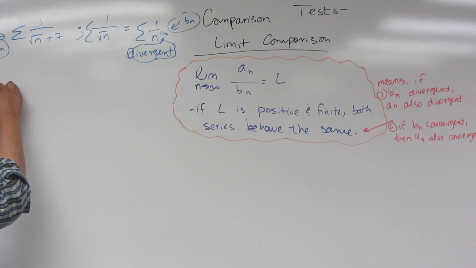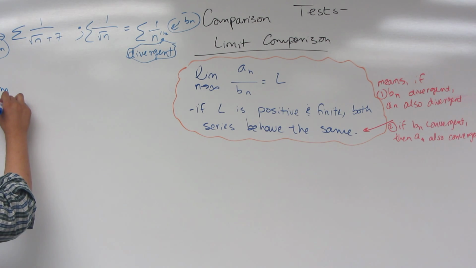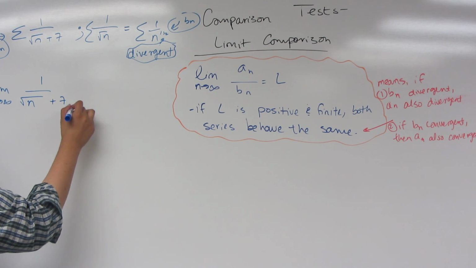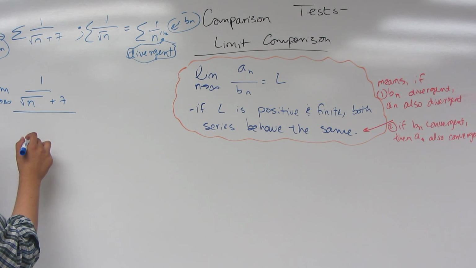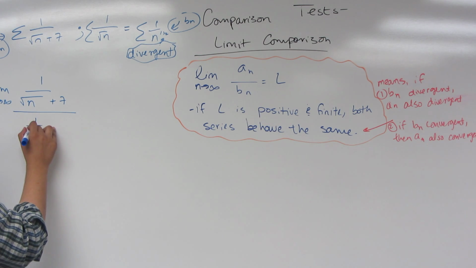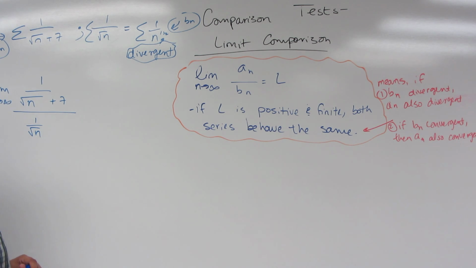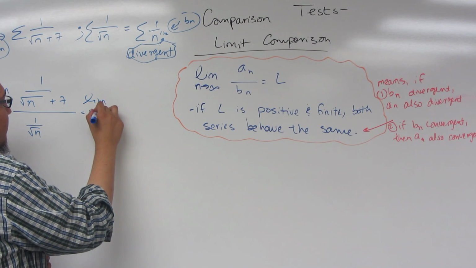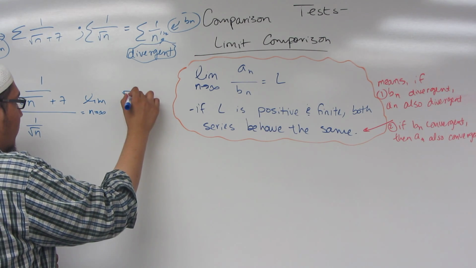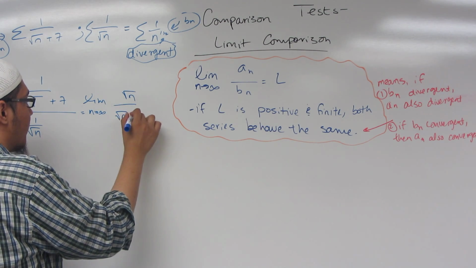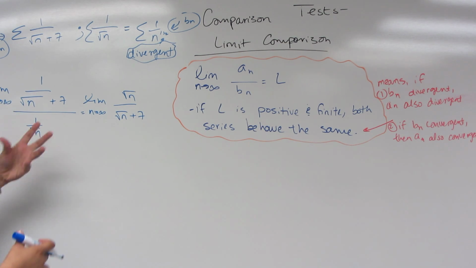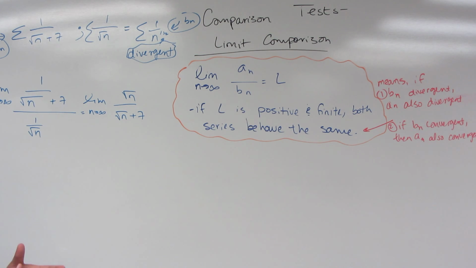So we can say the limit as n approaches infinity of 1 over the square root of n plus 7, divided by 1 over the square root of n. Now dividing a fraction is the same as multiplying by the reciprocal, thereby getting the limit as n approaches infinity of the square root of n over the square root of n plus 7. All I did was simply flip this around and multiply this term by the reciprocal.